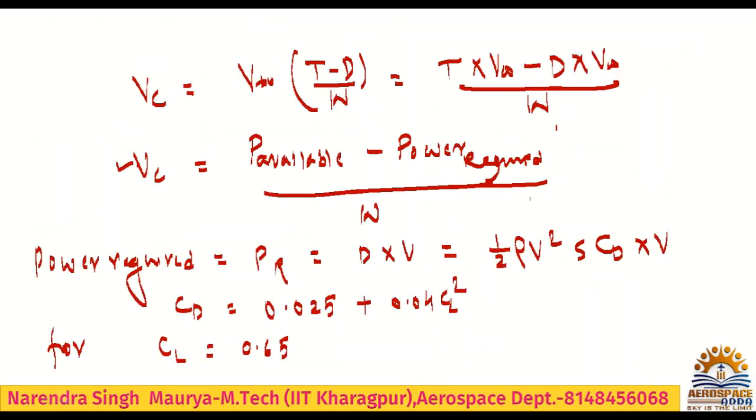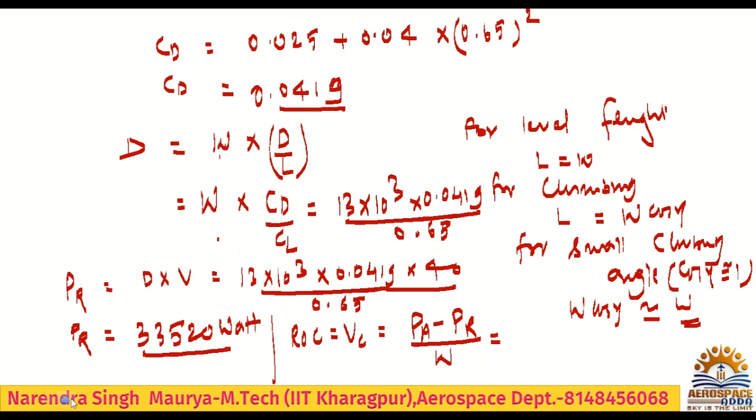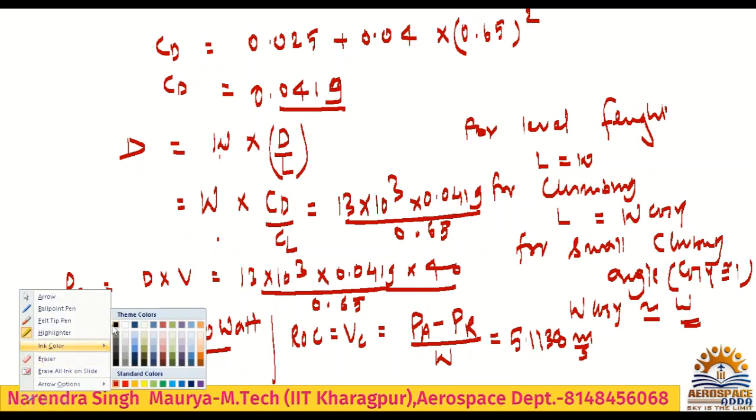Okay, all data you have to write. If you want, here you can write power available, this is the power available, minus 13,000. You can solve this. If you solve here, you may get this. I got the value. Let me check. 5.11. 5.1138 meter per second. Okay, all the value you have now, you can calculate.